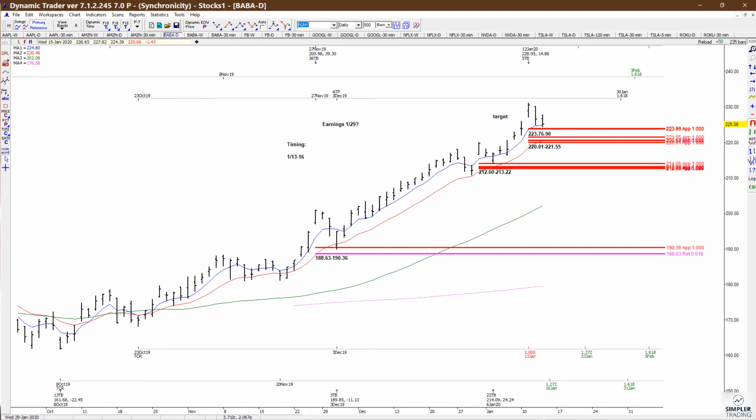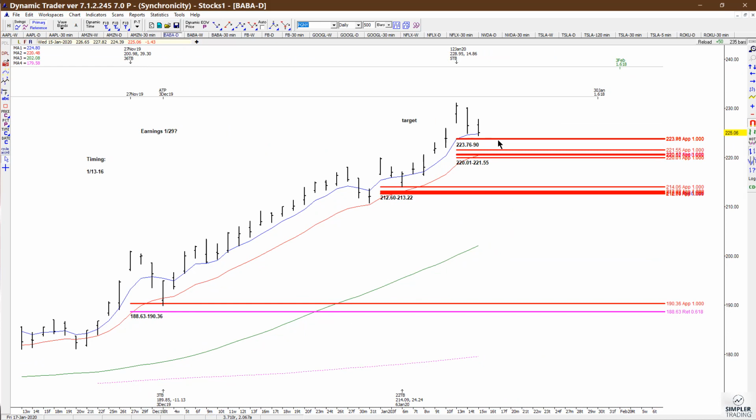entry. So on the daily chart, I want to show you that the first zone comes in 223.76 to 90. The second zone comes in at 220.01 to 221.55. What we don't have at this point yet is a trigger that tells us to go back in. So you definitely want to be patient for one. But let's take a look at the 30-minute chart.